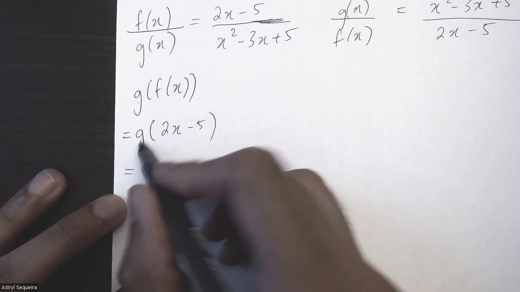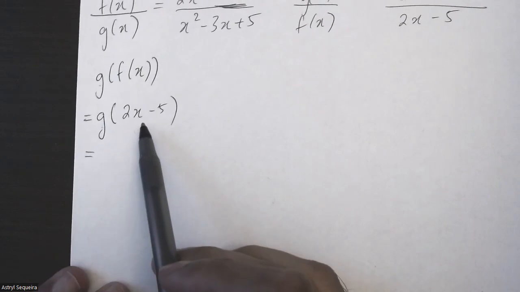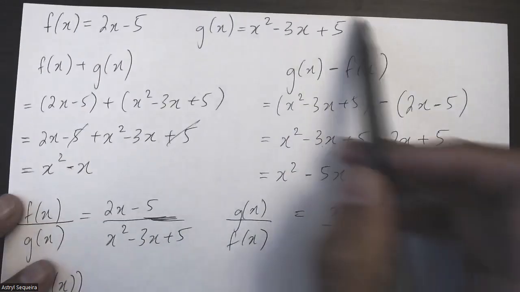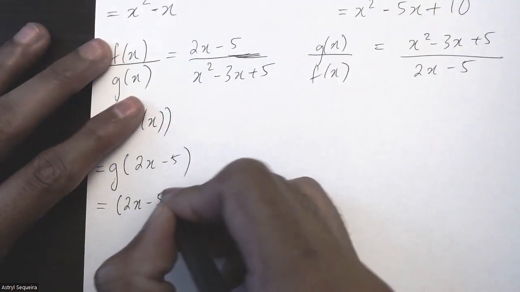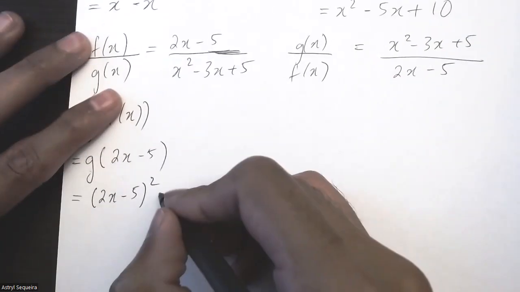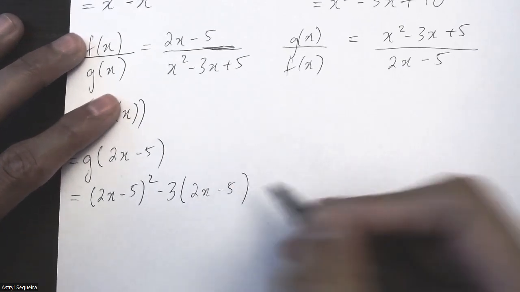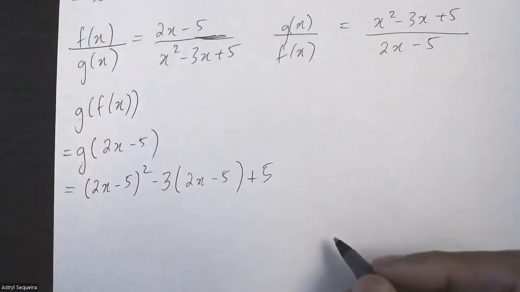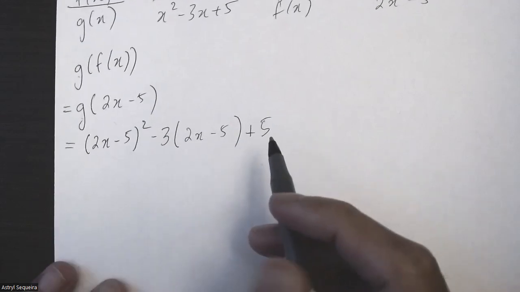Now I'm going to replace the g function with the g function over here. But remember, you have to replace every x with 2x minus 5. So I'm going to rewrite this equation, but instead of x, I'm going to write 2x minus 5. So I have 2x minus 5 squared minus 3 times 2x minus 5 plus 5. And now you want to simplify this function over here, and that will be your solution.